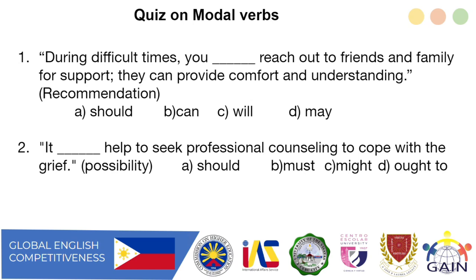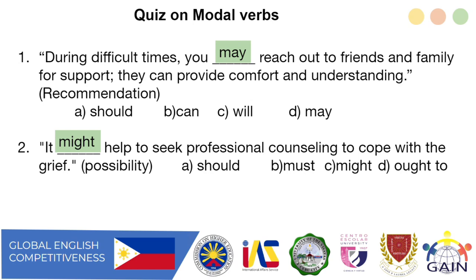And our choices are A, should, B, can, C, will, and D, may. And our answer is may. Our second sentence is about possibility. Our sentence is, it blank help to seek professional counseling to cope with the grief. Our choices are A, should, B, must, C, might, D, ought to. And our answer is might.